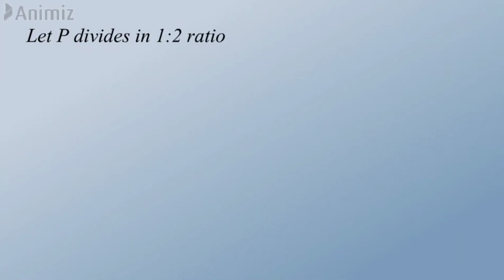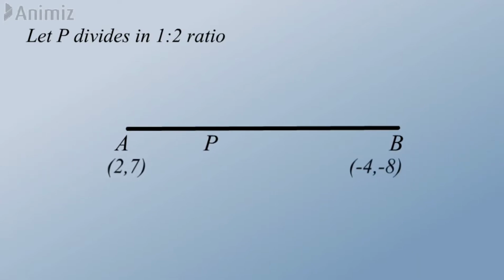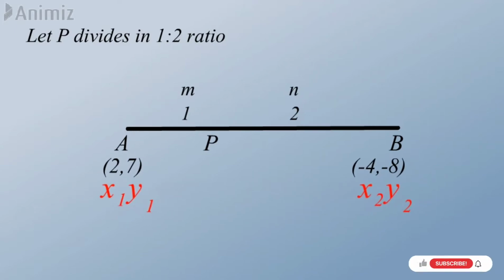Now consider that P divides in 1:2 ratio. I told you both the possibilities you have to solve. With 2:1 we got -2, -3. Now let's see what we will get when we take the ratio 1:2. For this, again you draw the line AB, take the coordinates of A and B and take the point P and take the ratio 1:2. That will be m:n, and coordinates of A x1, y1, coordinates of B x2, y2. Now P divides it in 1:2 ratio. Again you have to apply the section formula to calculate the coordinates of P.